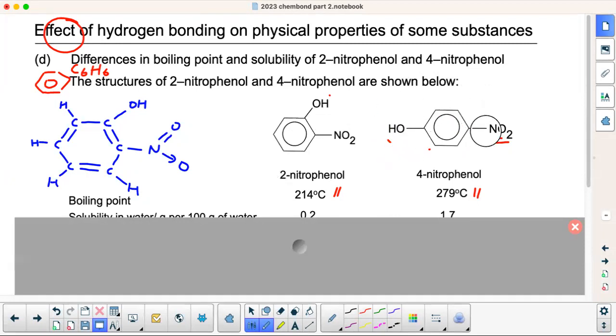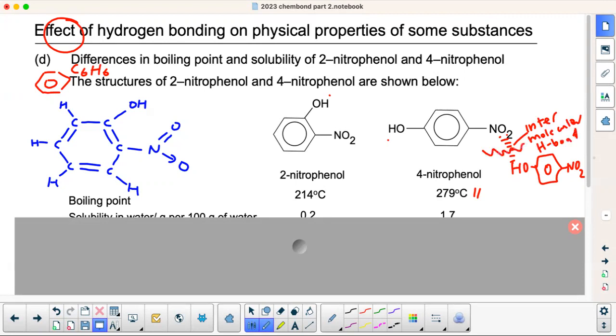So what happens? What are you breaking when you boil these two? Okay, what are you breaking? You're actually breaking hydrogen bonds, but not just hydrogen bonds. You're breaking intermolecular hydrogen bonds. So imagine when I boil this, I'm actually breaking this. When I boil it, I'm breaking intermolecular H bond. Okay, I'm breaking this if I boil it.